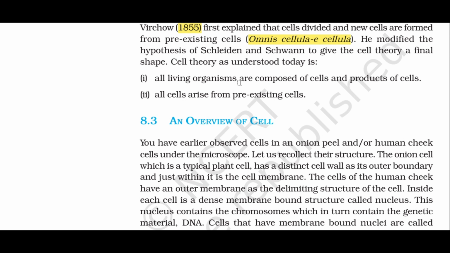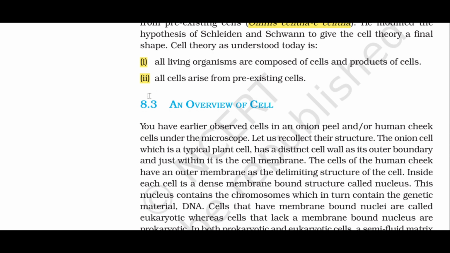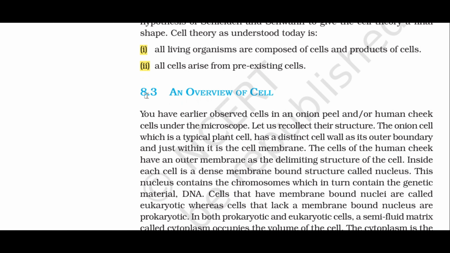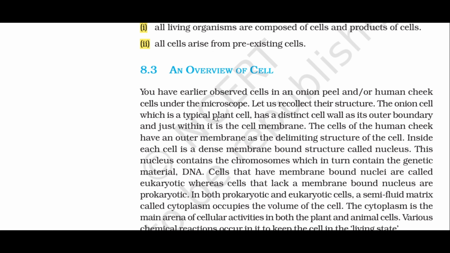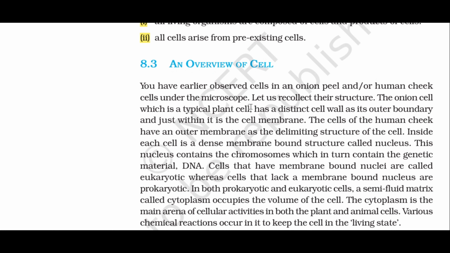Cell theory as understood today is 1. All living organisms are composed of cells and products of cells. 2. All cells arise from pre-existing cells. 8.3 An overview of cell. You have earlier observed cells in an onion peel and human cheek cells under the microscope. Let us recollect their structure.